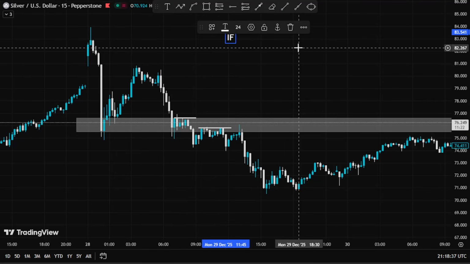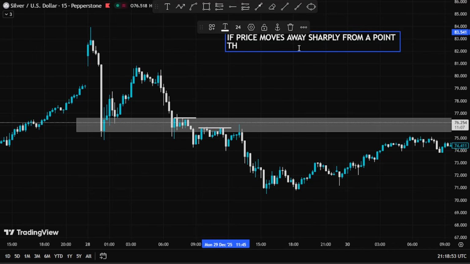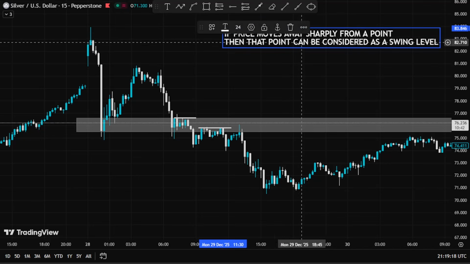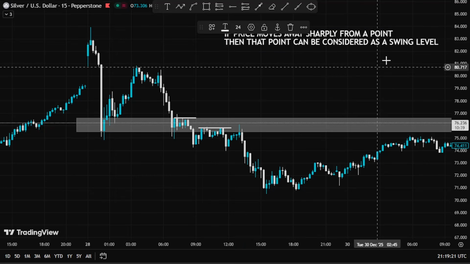So if price moves away sharply from a point, then that point can be considered as a swing level.